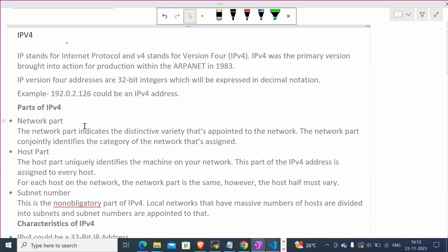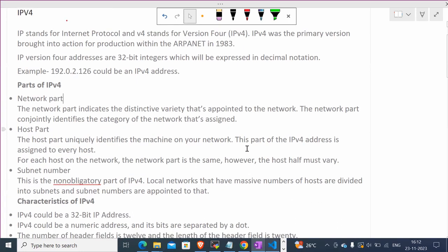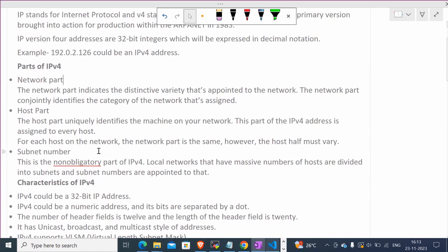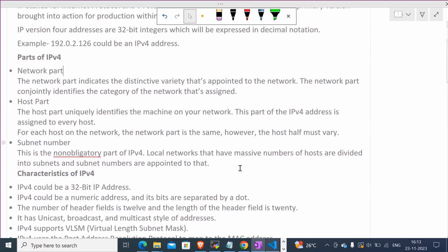Parts of IPv4. The first part is the network part. The network part indicates the distinctive number that's assigned to the network. The network part also identifies the class of the network that's assigned. Host part: the host part uniquely identifies the machine on your network. This part of the IPv4 address is assigned to every host. For each host on the network, the network part is the same. However, the host part must vary.